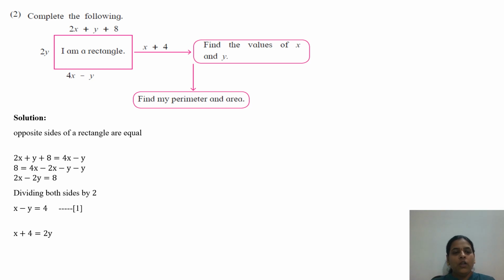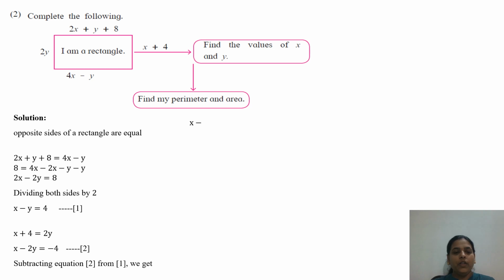Okay. So change the side, that is 2y. So x minus 2y is equal to what? Minus 4. And this is your equation number 2. Okay. Then add or subtract equation 2 from 1.